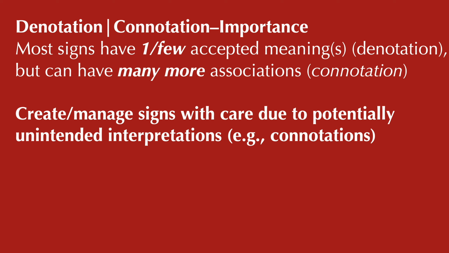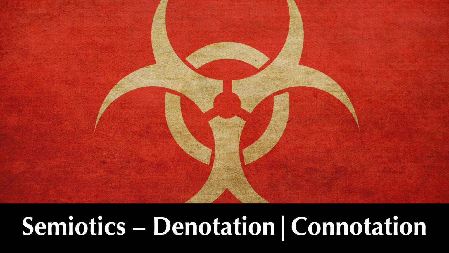So from this, you need to create and manage signs with care to avoid potentially unintended interpretations. These are the connotations. You may think that a sign that you share has one or few accepted meanings, a denotation, but in fact, depending on the sign, say the Make America Great Again hat, it can have many more connotations that you can't necessarily control. So you want to keep that in mind when you're communicating through semiotics and signs. That was semiotics, denotation, connotation.